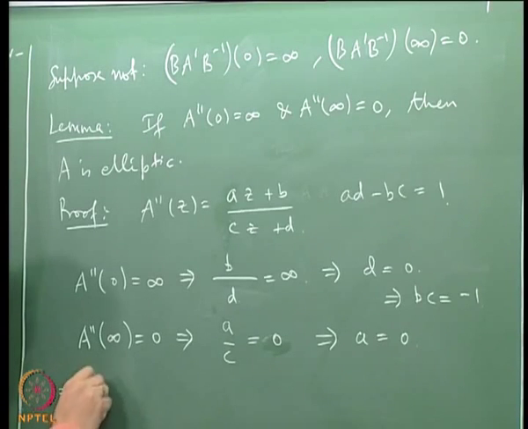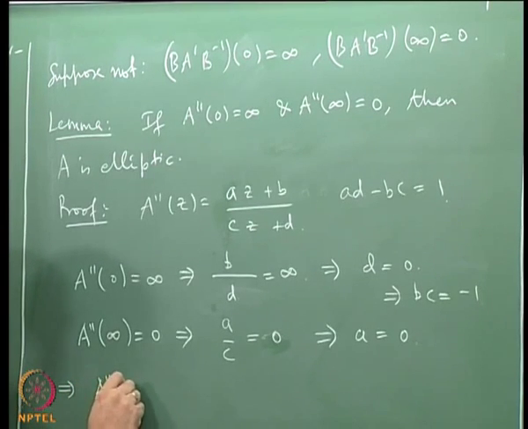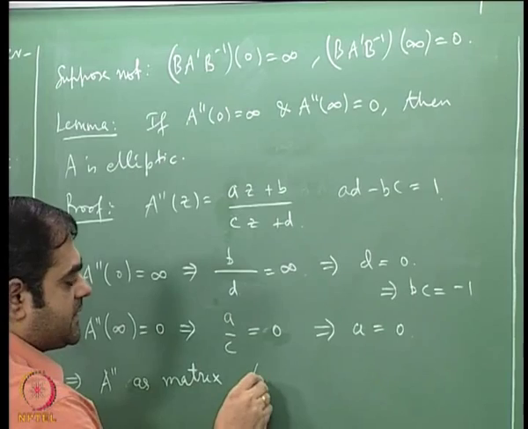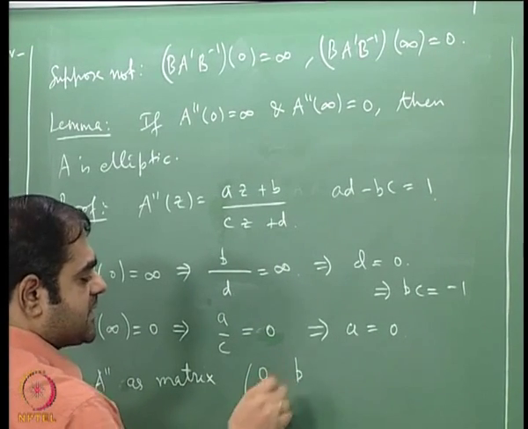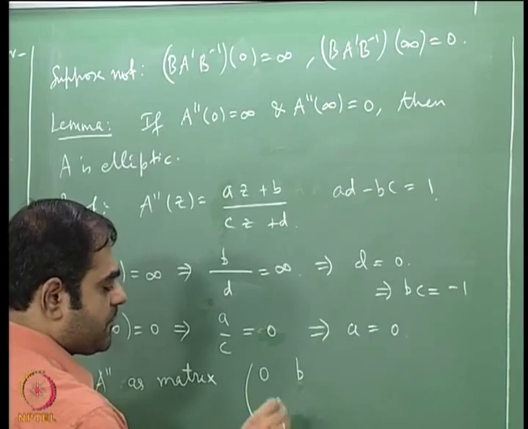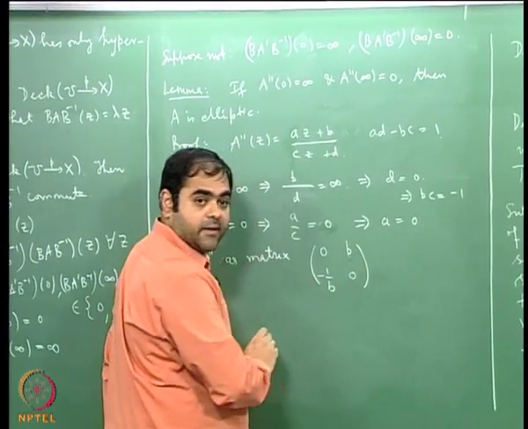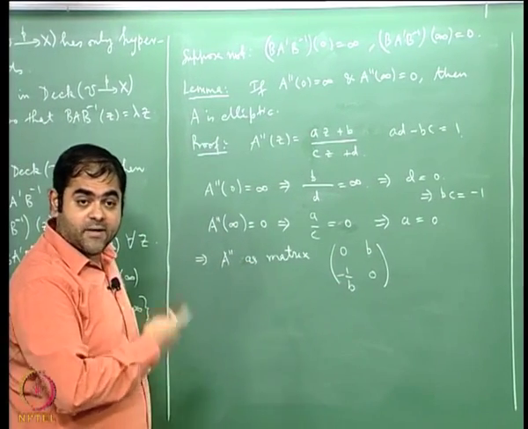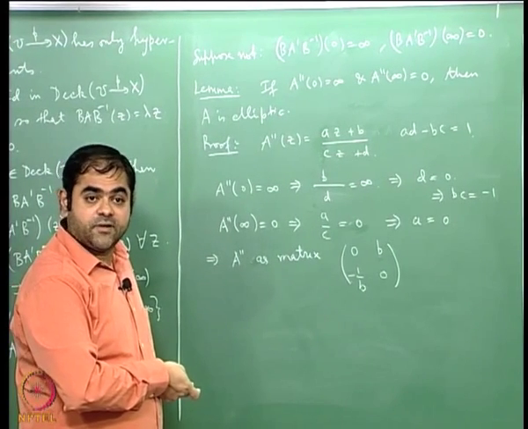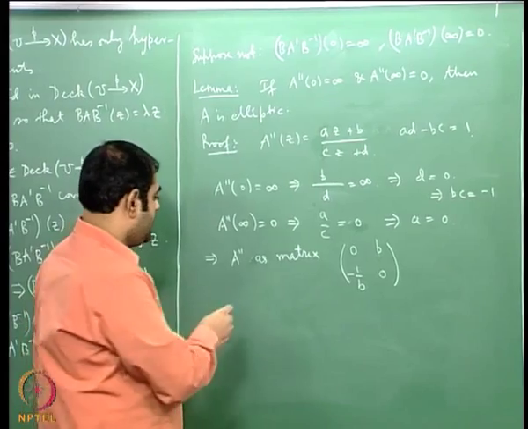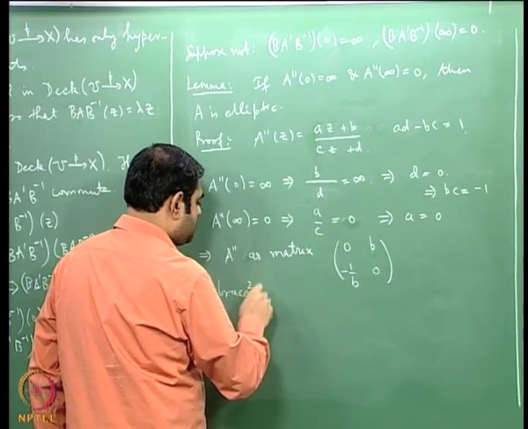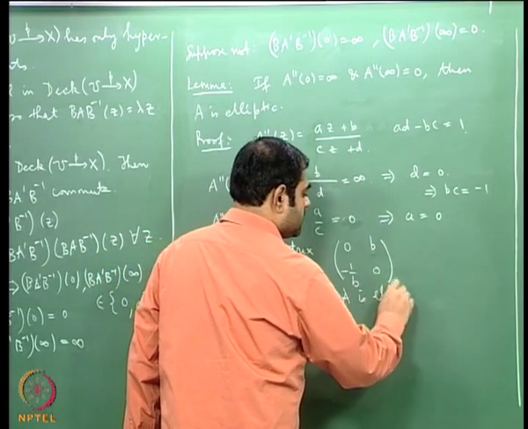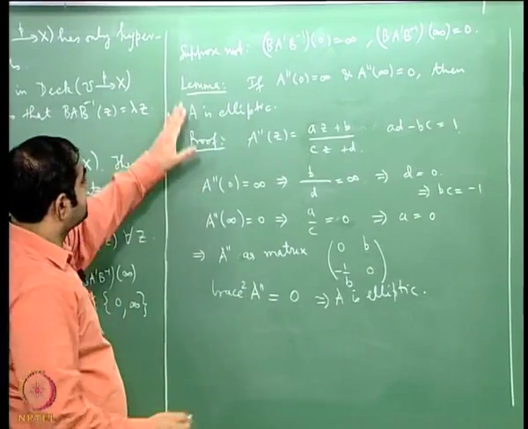So therefore what I will get is A double prime matrix is of the form, well, A is 0, B is as it is, C is minus 1 by B, and D is 0, and you see this is of course determinant 1, alright, but what is its trace squared? Trace squared is 0, that means it is elliptic, okay. So that proves this lemma.